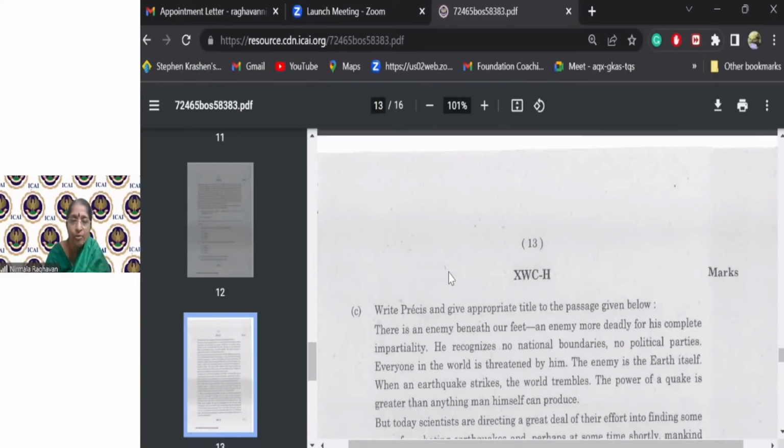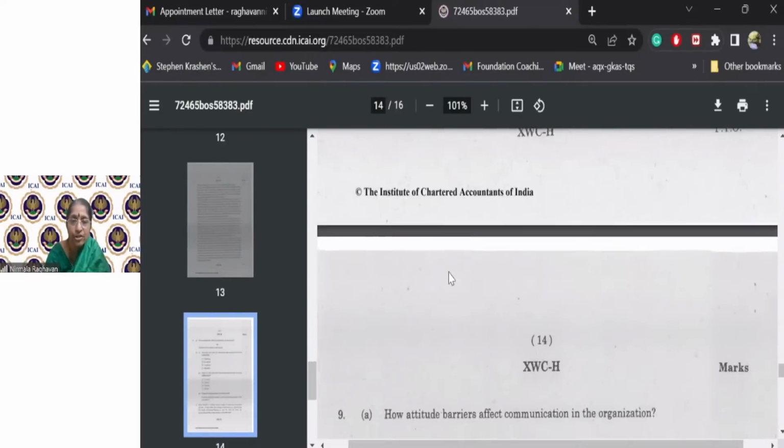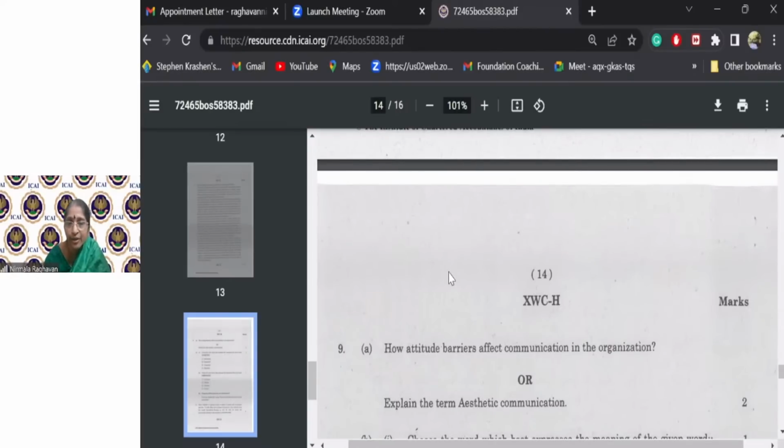So I move on. Now you have the precis. After the precis, you have one question from the communication chapter: how attitude barriers affect communication in the organization, or explain the term aesthetic communication. The choice is not compulsory, in the sense question papers might differ depending on the paper setter's intent. The December 22 paper has a choice, but most question papers don't, so you'll have to be prepared with the entire chapter.